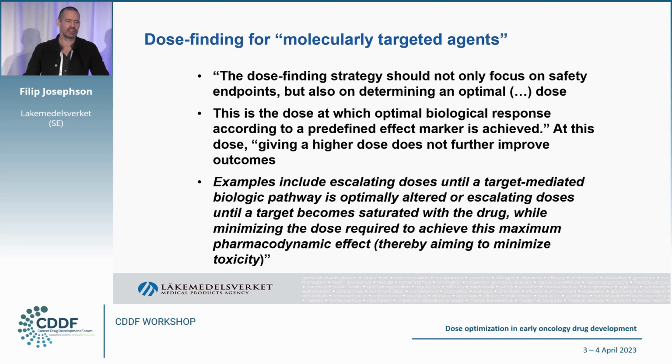And I guess the key sentence with respect to how this is envisioned is: examples include escalating doses until a target-mediated biological pathway is optimally altered, or escalating doses until a target becomes saturated with the drug, while minimizing the dose required to achieve this maximum pharmacodynamic effect, thereby aiming to minimize toxicity. And I think everyone could probably agree on this. The question is, what does this entail in practice? What investigations, and how do we design those? And I guess that's the key thing we're here to discuss.